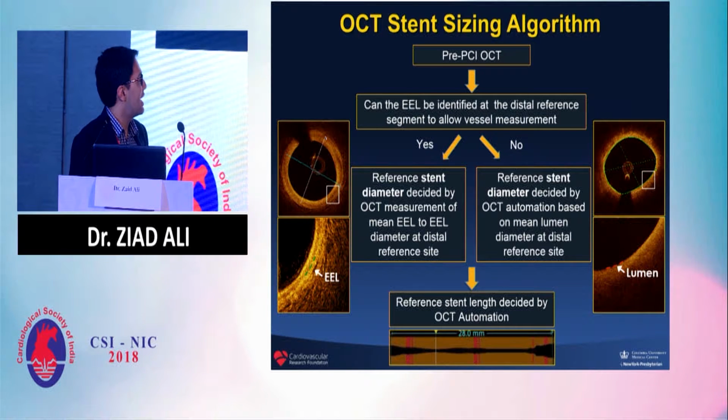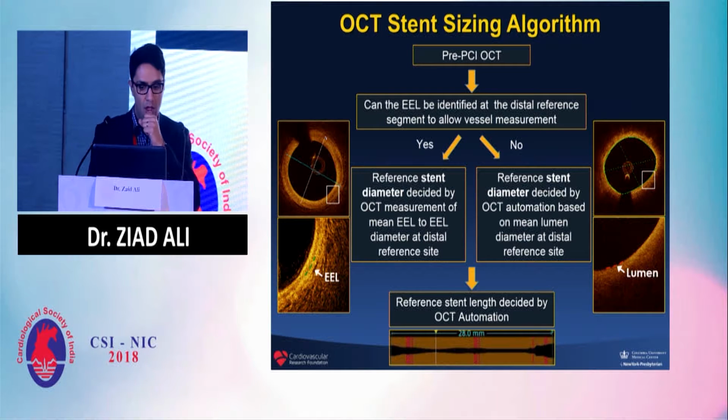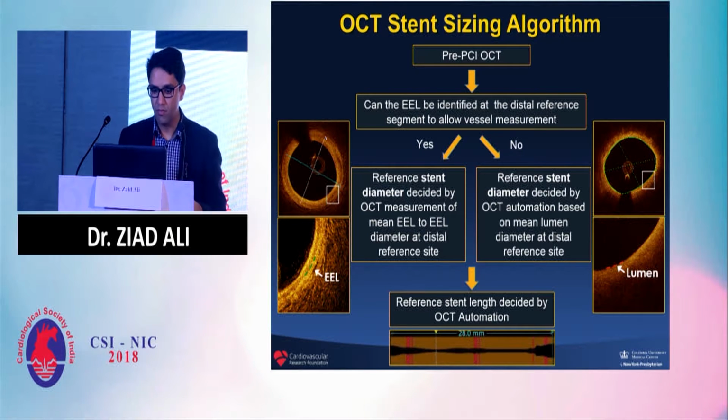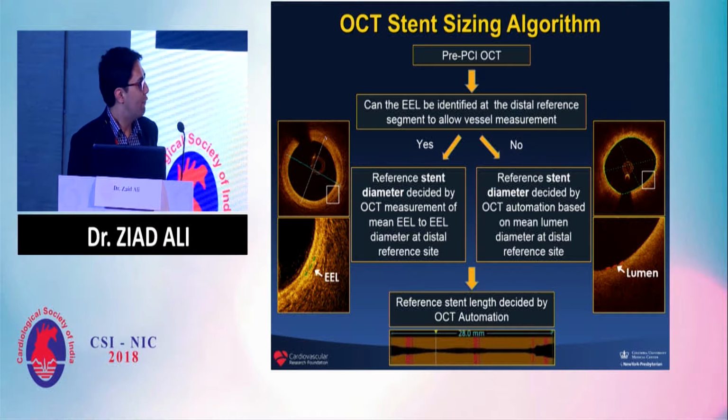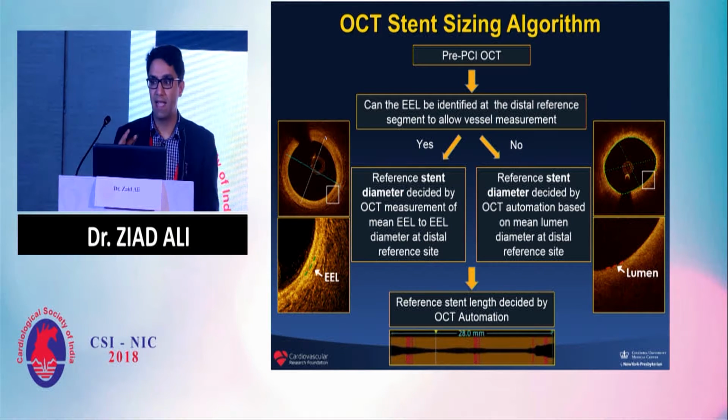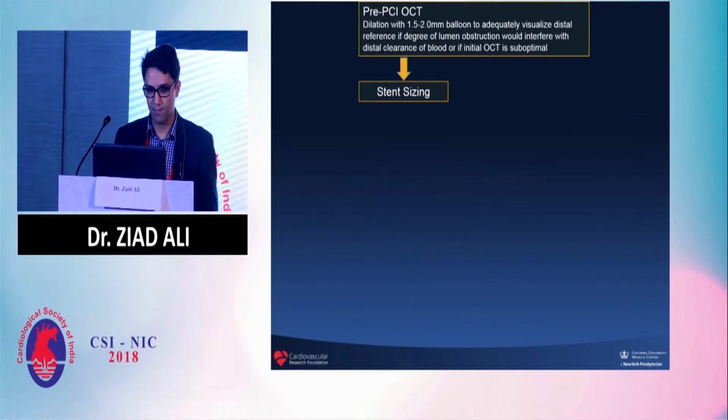OCT blood vessel sizing is done by the EEL, not by the lumen, largely due to the size discrepancies between IVUS and OCT, and also because angiography alone oversizes compared to OCT. Finally, once you've determined your reference segments, the EEL, if it can be measured, or the lumen, if there's absolutely no EEL measurable, the distance between the proximal and distal reference markers is exactly your stent size.